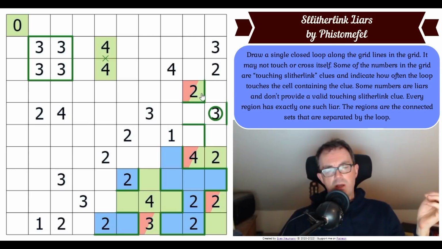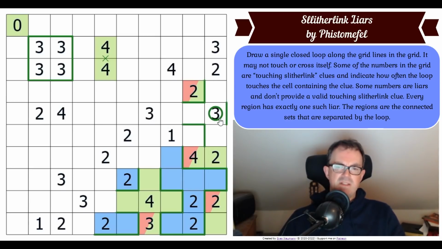But the only way of resolving that paradox is to make this blue, in which case it's got to be a true clue by definition, and that creates that line segment again. This does not work. That is weird, isn't it? That's really weird. But it's a deduction, and we'll take everything we can get. So that cell, I think, is not in the loop.